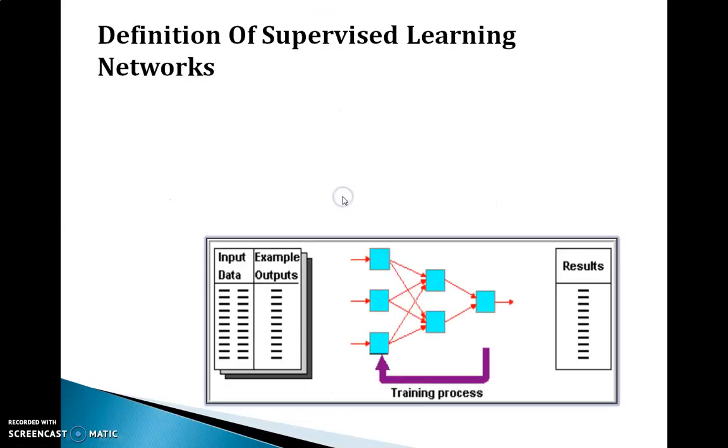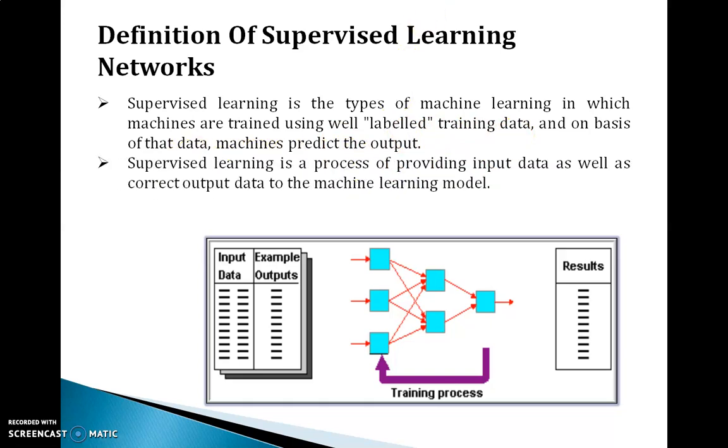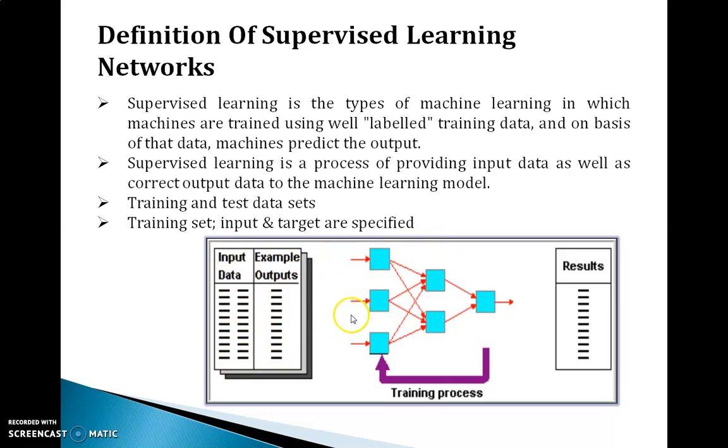Now we continue with the topic. We start with the supervised learning neural network. Supervised neural networks are one type of machine learning which are trained using a labeled set of data, and based on the data, the machine will predict the output. Supervised learning is a process of providing input data as well as the correct output data to the machine learning model. In the model, we have a data set in two groups. One is the training set, another one is the testing set.